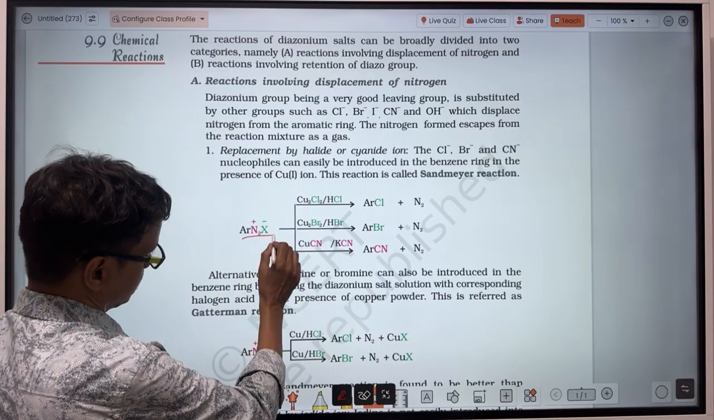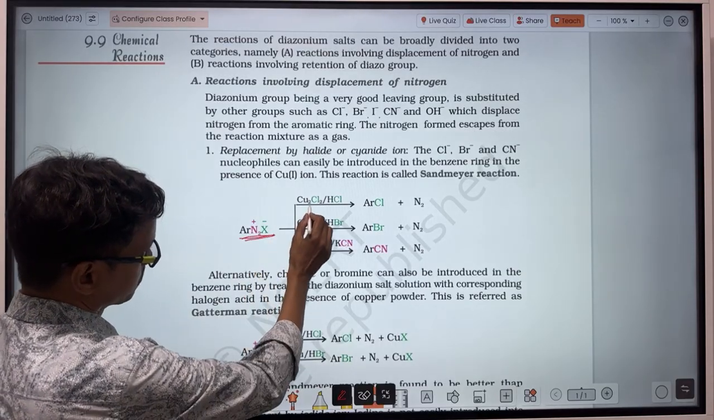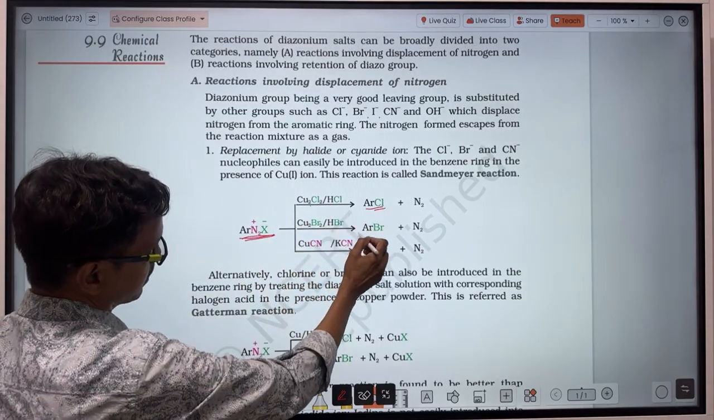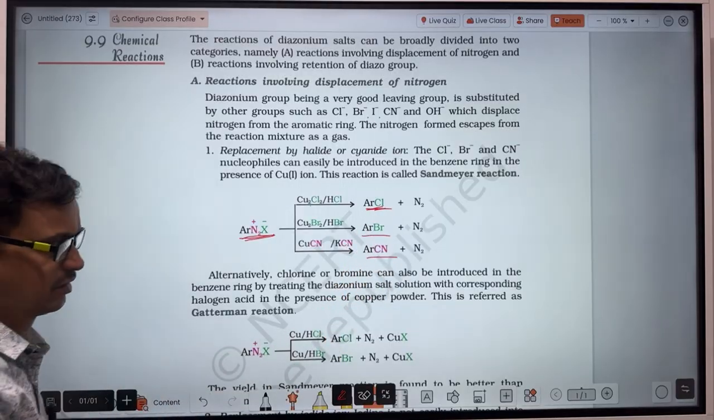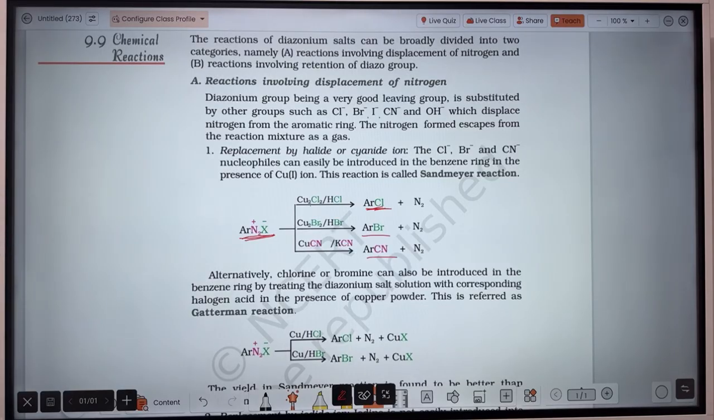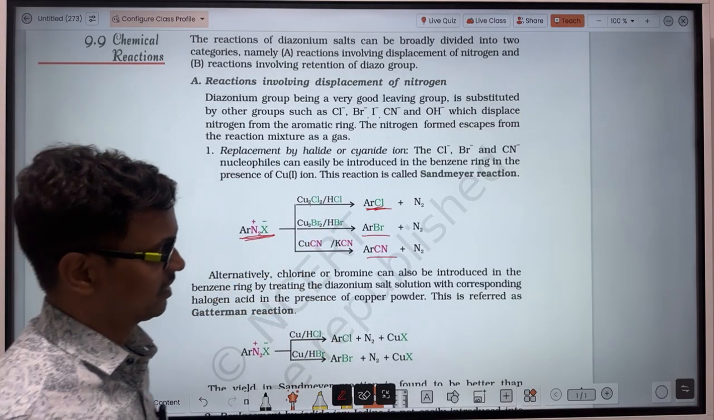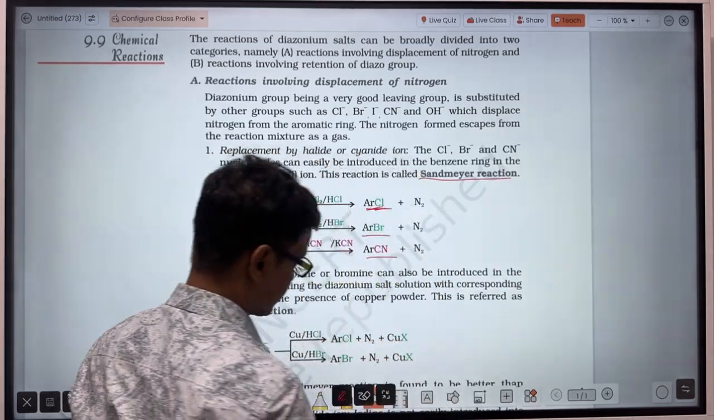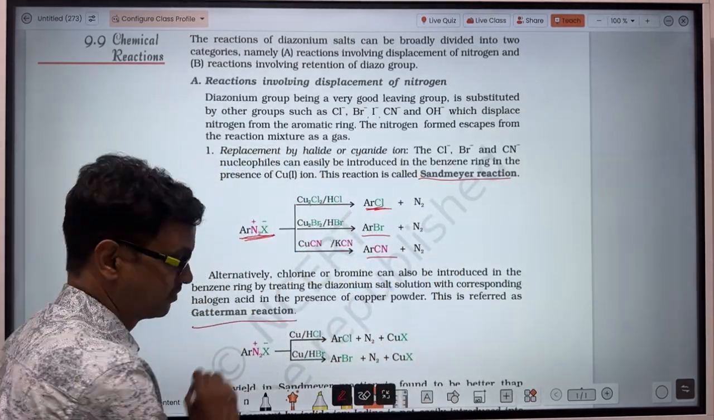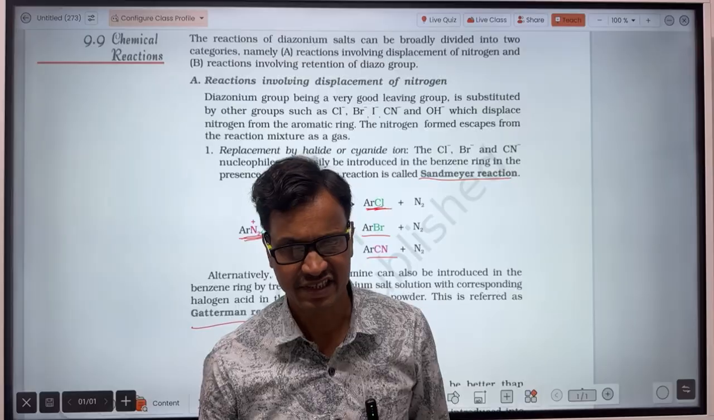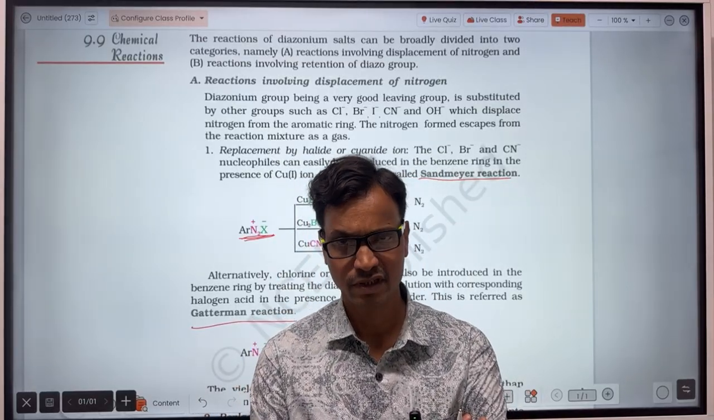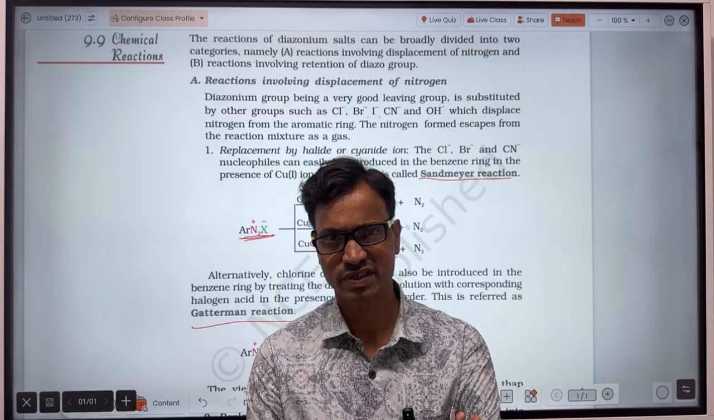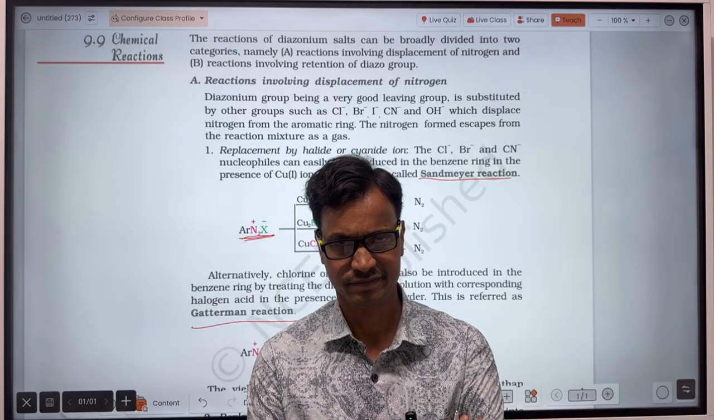What happened? When this diazonium salt reacts with Cu2Cl2 and HCl, chlorobenzene will form, and similarly bromobenzene and benzonitrile will form. So keep in mind the Sandmeyer reaction and the Gattermann reaction. Sandmeyer's reaction is when you react Cu2Cl2 with the diazonium salt along with conc HCl.